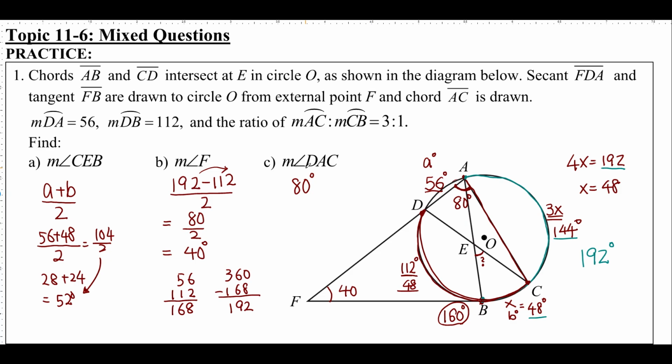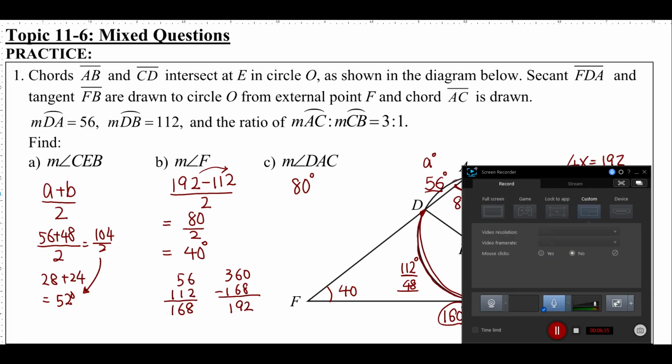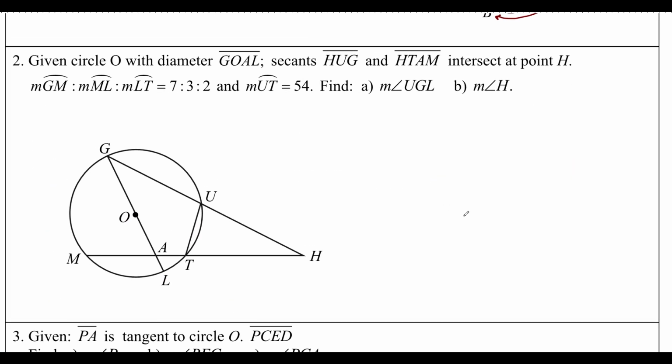Now let's move on to question number 2. We have a figure. H is an outside intersection angle. We have two secants. The measure of arc GM is 7x, and ML is 3x, and LT is 2x.